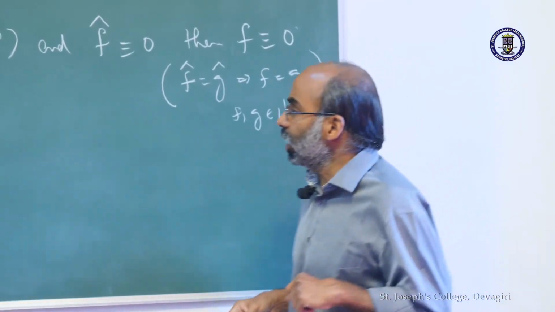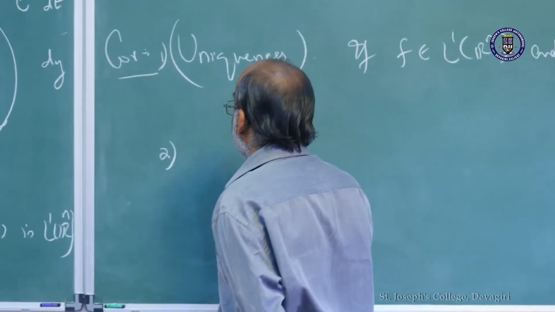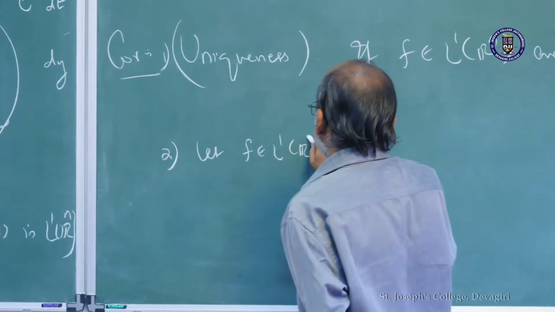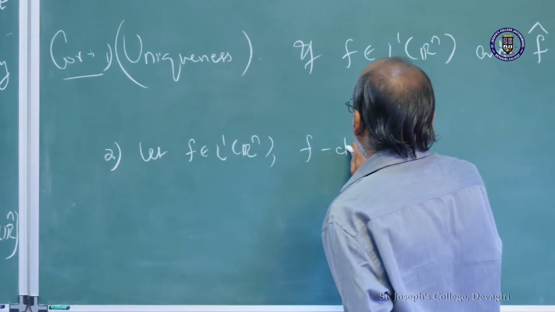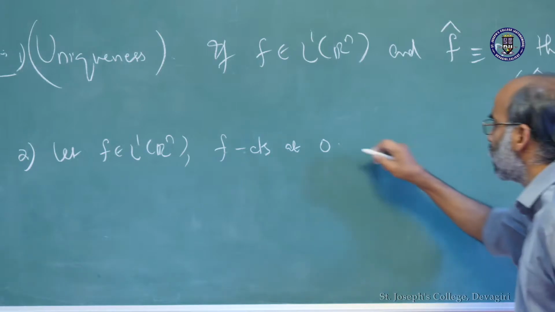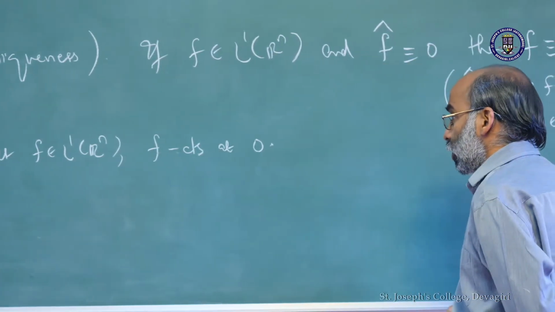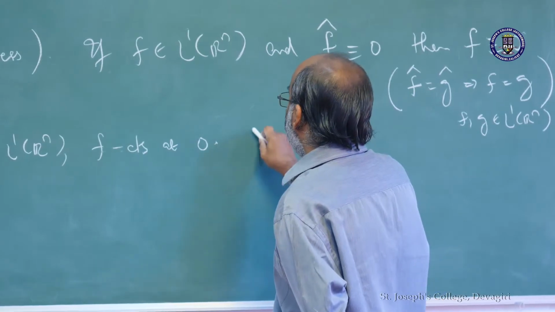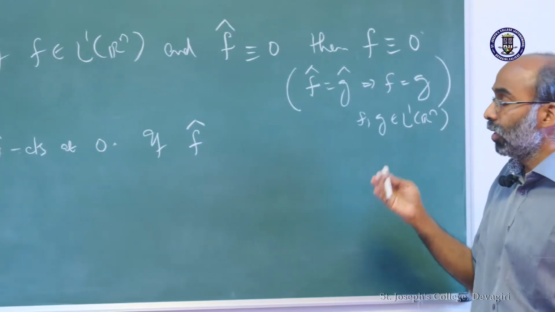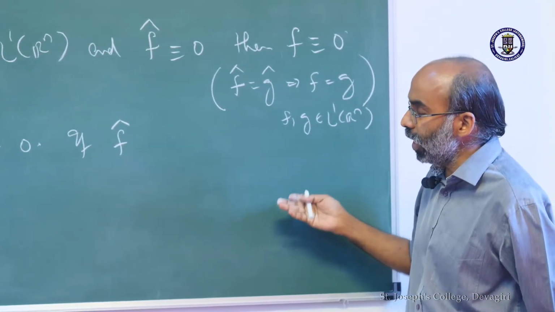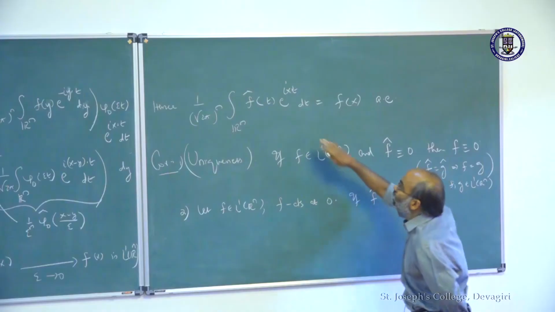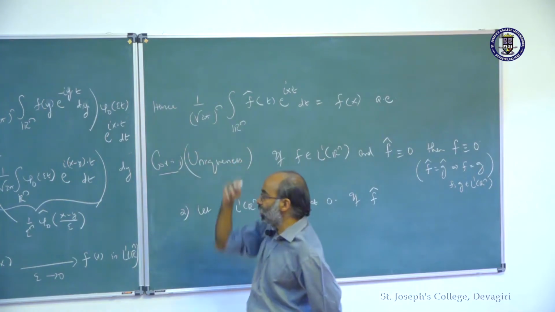Second one is a technical corollary which we will use in the Plancherel theorem. Let f belong to L1 of Rn, f continuous at the point 0, or 0 is a Lebesgue point, even that is fine. Here f hat makes sense: f is in L1 of Rn, so f hat would be a continuous function vanishing at infinity. But in general it can be a complex valued function because you have an e to the i x dot t in the definition.